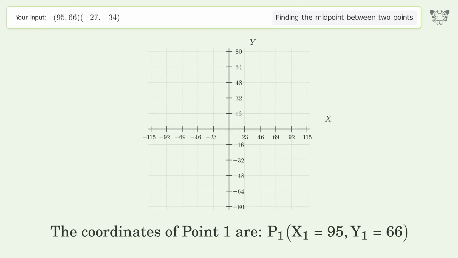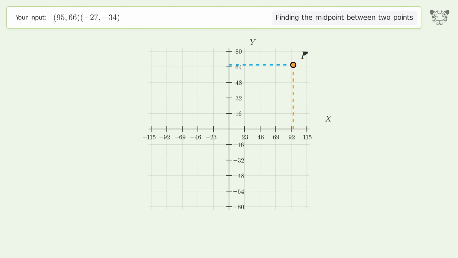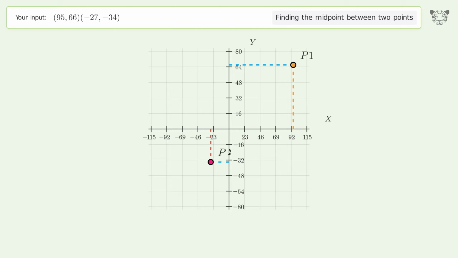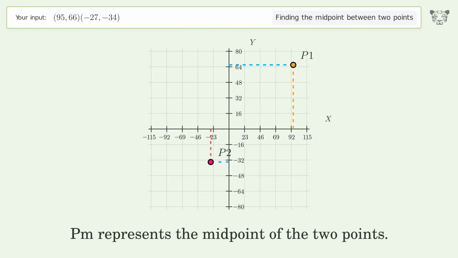The coordinates of point 1 are x1 equals 95, y1 equals 66. The coordinates of point 2 are x2 equals negative 27, y2 equals negative 34. PM represents the midpoint of the 2 points.